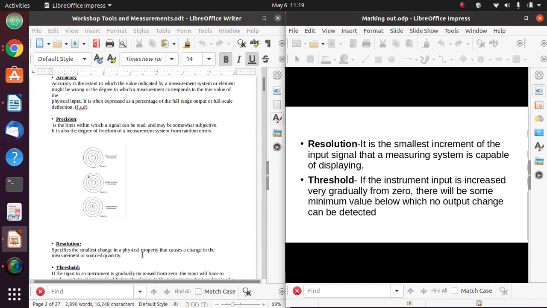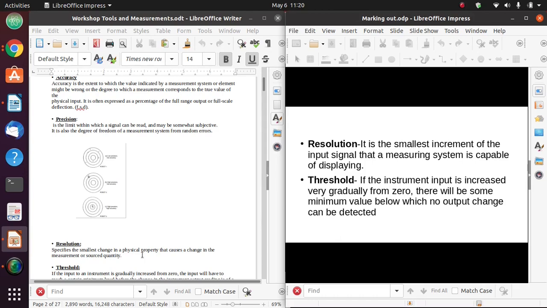Now we have resolution. Resolution specifies the smallest change in a physical quantity that is being measured that causes a change in the measurement output. That smallest quantity that will cause the output to be visible in that measuring instrument is what we term as resolution. Depending on the type of scale, depending on the type of instrument, you'll find that the resolution of these instruments differ.